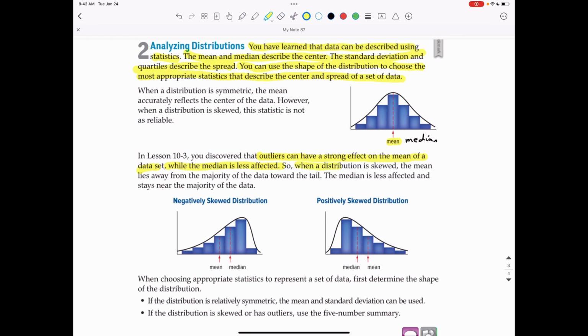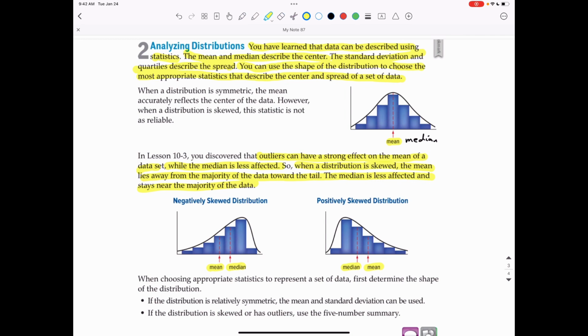So when a distribution is skewed, the mean lies away from the majority of the data towards the tail, and the median is less affected and stays near the majority of the data. So notice that the mean and the median on both the negatively and the positively skewed distributions are going to be away from each other.